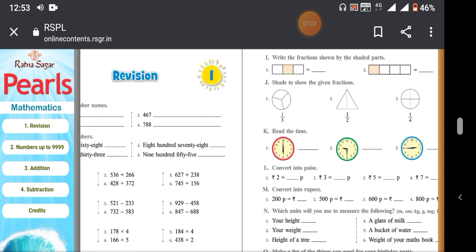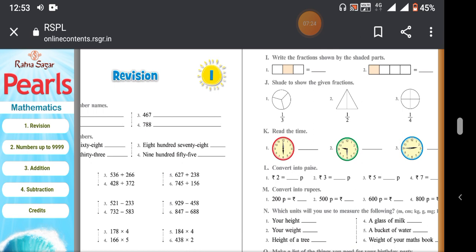Then the fourth one: Mahesh pasted 5 stamps on one page of his stamp album. How many pages will he need to paste 85 stamps? In this sum you should do division. So 85 divided by 5. Then we get the answer.